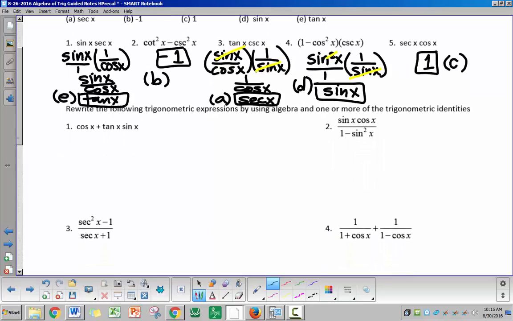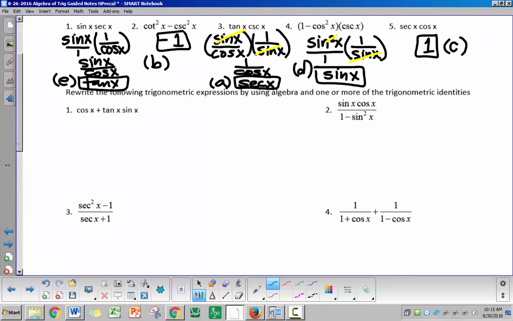Rewrite the following trig expressions by using algebra and one or more of the trig identities. So I have cosine x plus tan x times sine x. All right, no idea what to do. See, how many trig functions do I have in this expression? I have 3, right? And there's only one I can change to make it 2 trig functions.